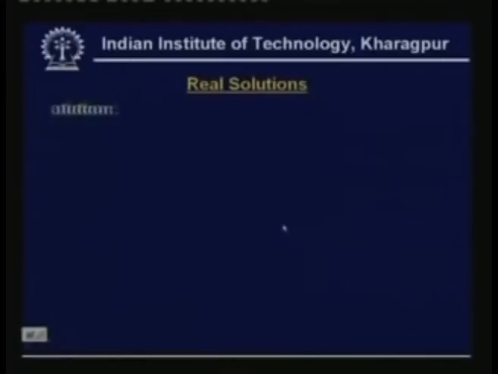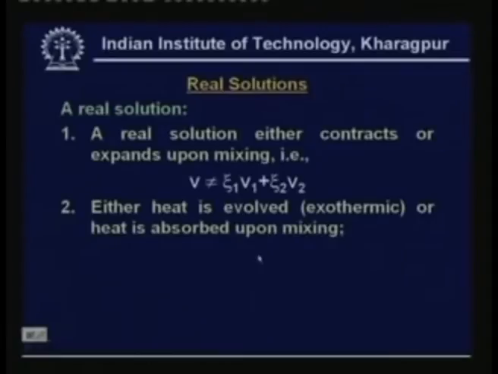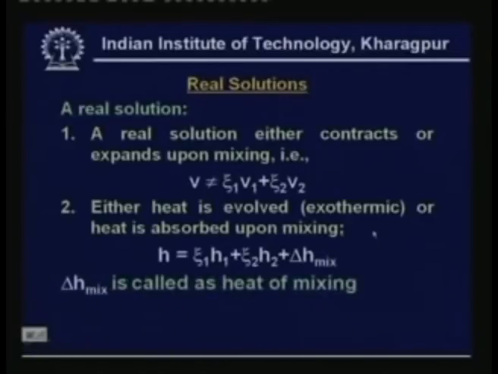Obviously, real solutions are not ideal solutions. A real solution either contracts or expands upon mixing. That means the specific volume V is not equal to Xi1 V1 plus Xi2 V2, and either heat is evolved or heat is absorbed upon mixing. That means the mixing process is either exothermic or endothermic. That means H is not equal to Xi1 H1 plus Xi2 H2, but it is equal to Xi1 H1 plus Xi2 H2 plus delta H mix, where delta H mix is called the heat of mixing, which could be positive or negative.